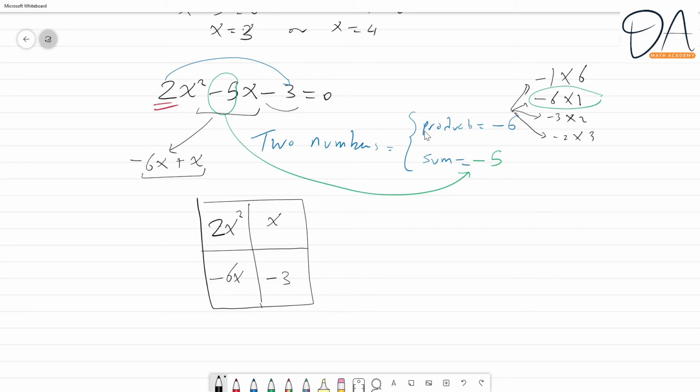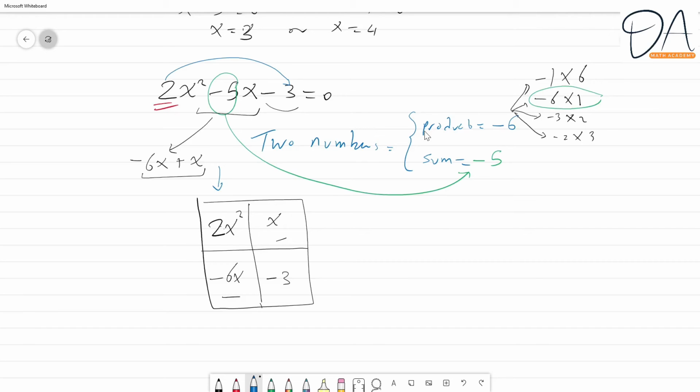You can also swap the order. You can put x here and minus x here. It doesn't matter, it will work. Now what you need to do is the following. You need to look in each column and see if you can find any common factor between the two terms.